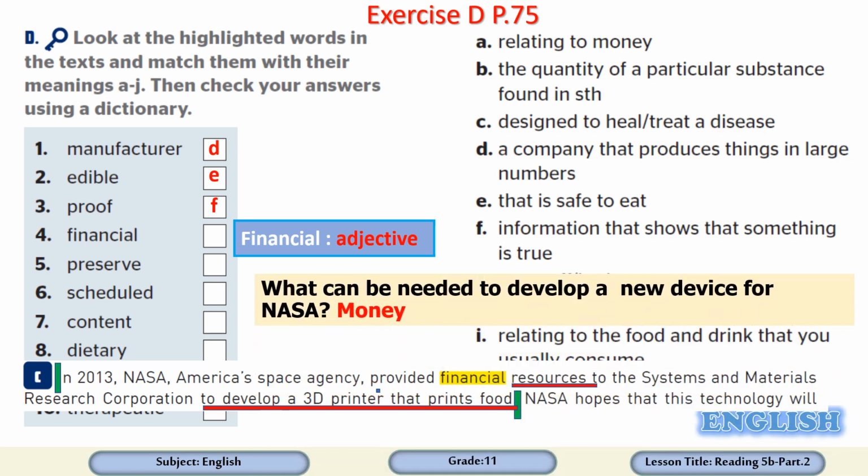So, what can be needed to develop a new device, an expensive device for NASA? Excellent. It's money. Which definition is related to money here? Yes, very good. It's easy now. It's A. So, financial means relating to money.